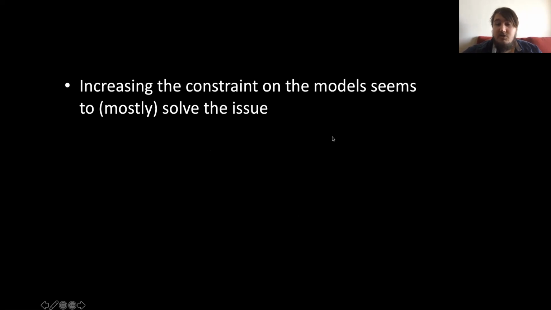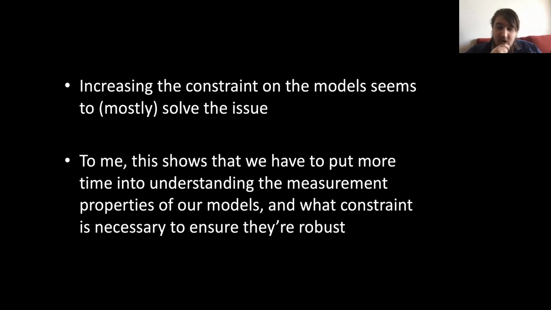So increasing the constraint on models seems to mostly solve the issue. I mean, the correlations weren't perfect, the scatter plots weren't perfect, the variation wasn't zero, it didn't look as good as the simple diffusion model for the most part, but it seems to mostly solve the general qualitative issue of threshold differences being unidentifiable. How much time do I have? Still a bit. And so to me, this shows that we have to put more time into understanding the measurement properties of our models.